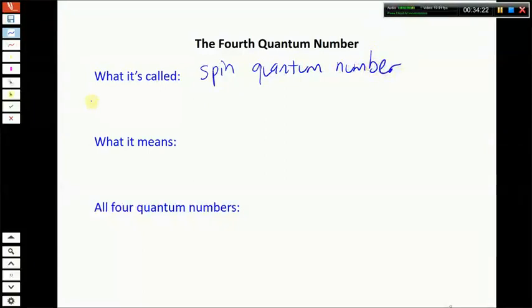It is abbreviated M sub S. So we have M sub L, now we have M sub S. And it only has two possible values, either plus 1/2 or minus 1/2. So plus and minus 1/2 are the only allowed values for M sub S. Can't be anything else. It's the only one that's not an integer, but it only has two possible values.